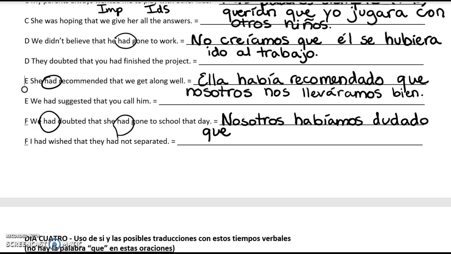I'm going to use irse again. Que se hubiera ido. And here's the rest of it. It is a mouthful. A la escuela ese día. Phew. I mean, it's a mouthful in English, too, if you think about it.